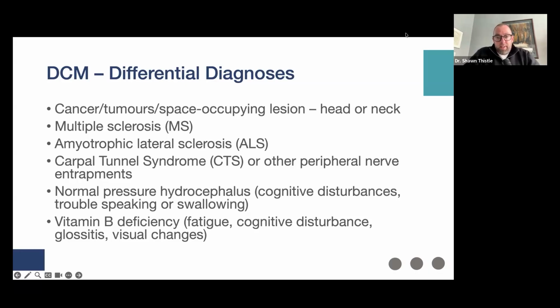And then if you look physiologically, some of these neurological signs and symptoms could be vitamin B deficiency, and nutritional deficiencies aren't uncommon in older people, so it's something to keep in mind. It wouldn't be my first guess necessarily, but if you've effectively ruled out other things, vitamin B deficiency, specifically in elder people, shows up with fatigue, cognitive disturbance, glossitis, and visual changes. So the symptom pattern is a little bit different there, but something to keep in mind for sure.